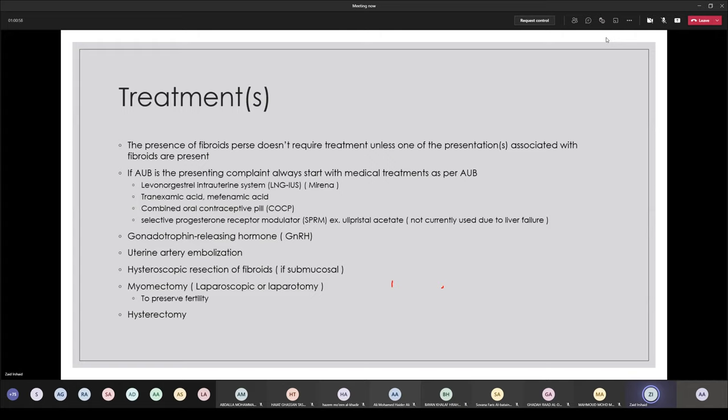In the near past, like a year ago, there was a drug called ulipristal acetate. This is a selective progesterone receptor modulator. It was used for fibroids specifically to downregulate the progesterone receptors and induce apoptosis within fibroids. But unfortunately, recently we found that it might cause liver failure, so most doctors stopped using it and the FDA withdrew its approval.